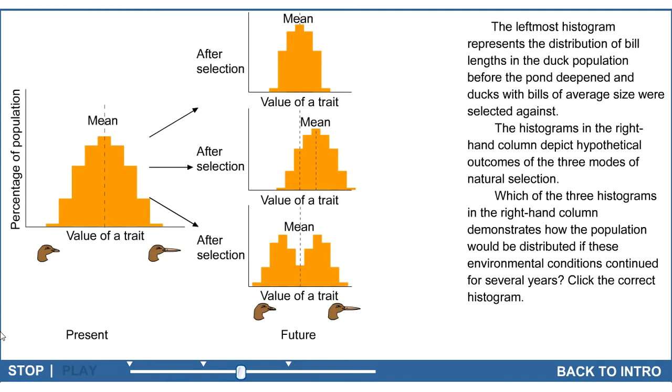The leftmost histogram represents the distribution of bill lengths in the duck population before the pond deepened and ducks with bills of average size were selected against. The histograms in the right-hand column depict hypothetical outcomes of the three modes of natural selection. Which of the three histograms in the right-hand column demonstrates how the population would be distributed if these environmental conditions continued for several years? Click the correct histogram.